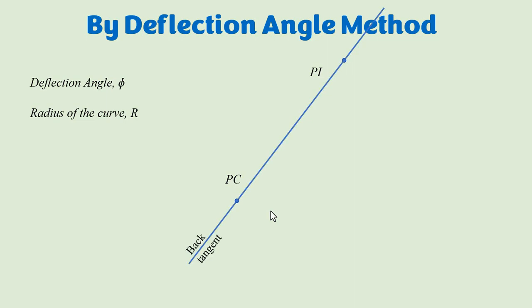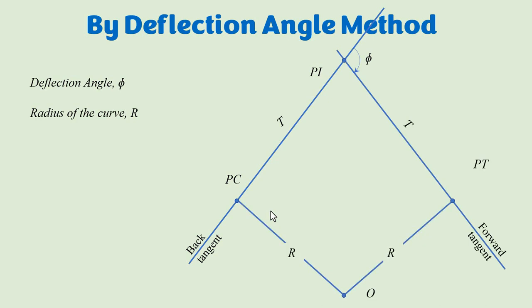Since the deflection angle is given to us, using any instrument that can measure horizontal angle, we can have the forward tangent. Once the basic data is known, we can have the tangent length and ultimately the point of tangency. We can also draw the center of the curve as the radius is known. And there's another line between PC and PT, which is the long chord.